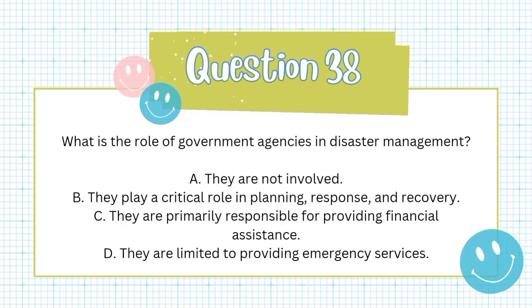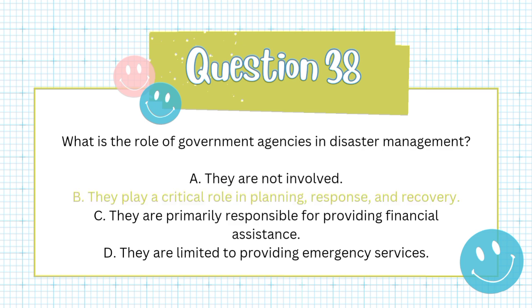38. What is the role of government agencies in disaster management? A. They are not involved. B. They play a critical role in planning, response, and recovery. C. They are primarily responsible for providing financial assistance. D. They are limited to providing emergency services. The correct answer is B. They play a critical role in planning, response, and recovery.